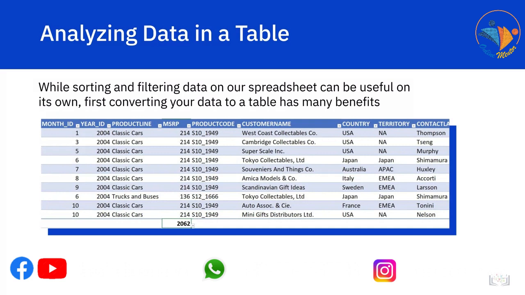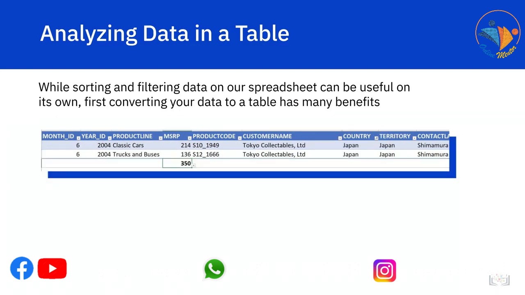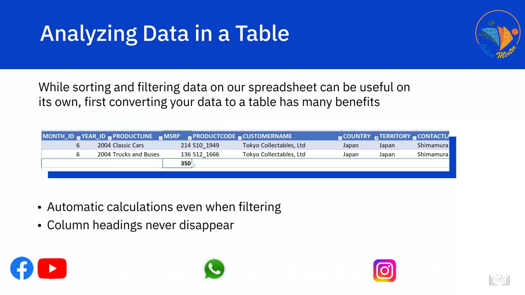If we then look at the data, and we only want to calculate the MSRP total based on Japan, we would filter the country column to only display Japan, and the column would then only add the values in the rows that were associated with Japan. While all data may not work in a table, there are quite a few advantages to formatting your data as a table. Automatic calculations even when filtering. Column headings never disappear. Banded rows to make reading easier.